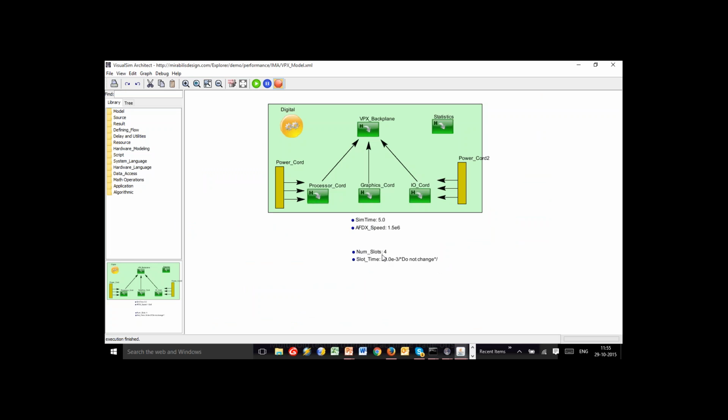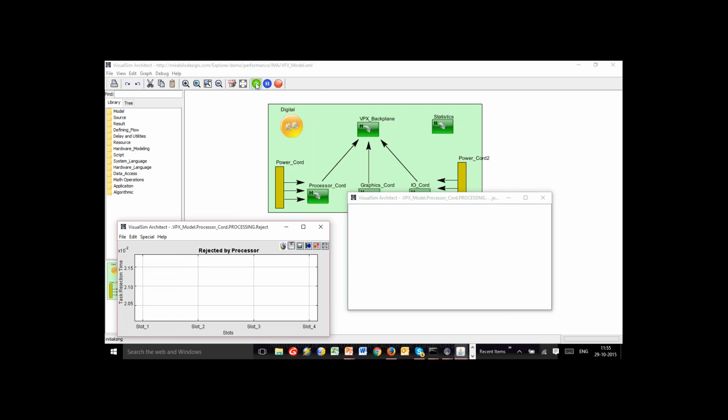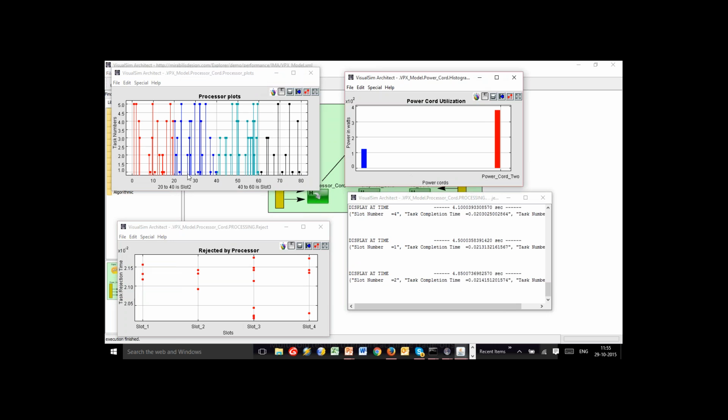So as you can see, there's a number of slots related to the ARINC RTOS, and there are tasks being assigned to these different slots on the processor card. What we're going to do now is run the simulation. You can actually see what the activity trace is on these different slots. So slot 2, for example, is from 20 to 40, slot 3 is from 40 to 60.